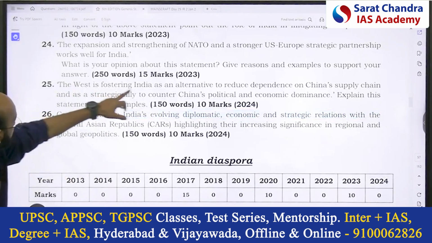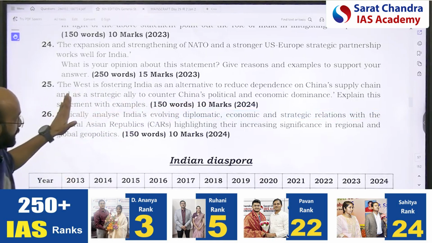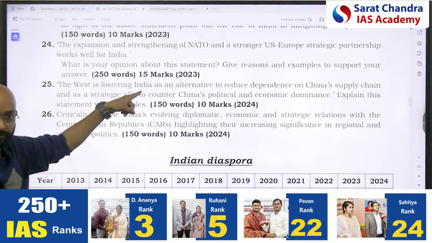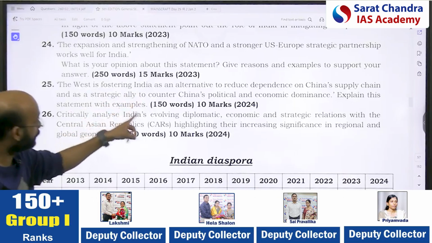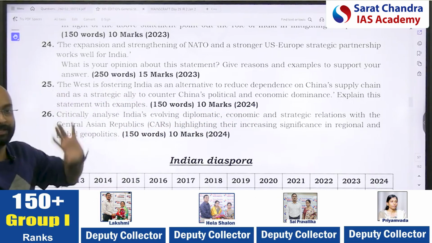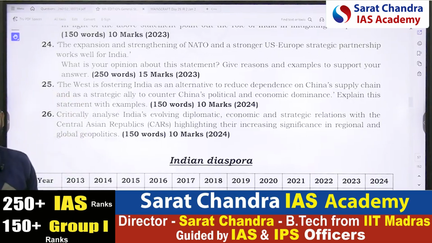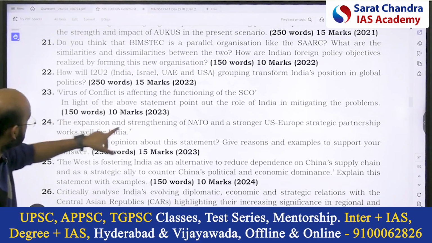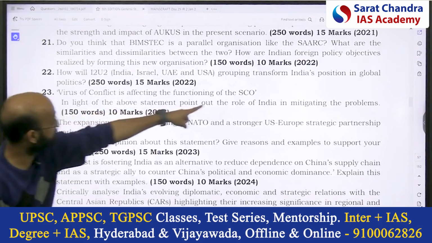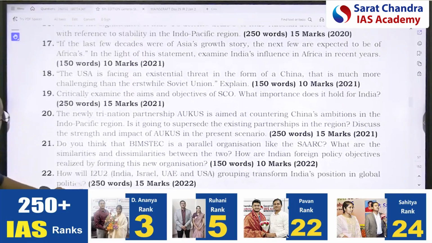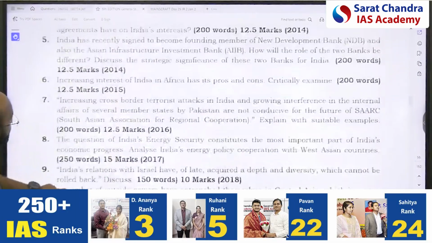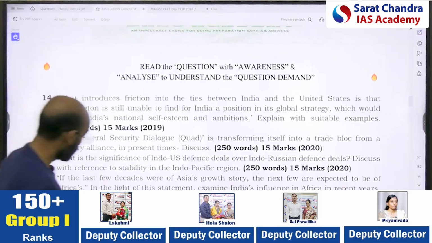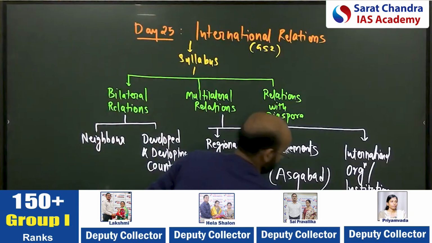You see, the West Asia is fostering India as an alternative, reducing dependence on China. West is fostering India. We discussed, no? So they are asking us to explain this statement. Basically, what is the reason behind which they are asking us to do that? Okay. So you see the pattern here. Here they are asking like the NATO, which we will discuss tomorrow. SCO wala we will discuss in tomorrow's class. So most of the questions here are on the same line. What exactly they are asking.